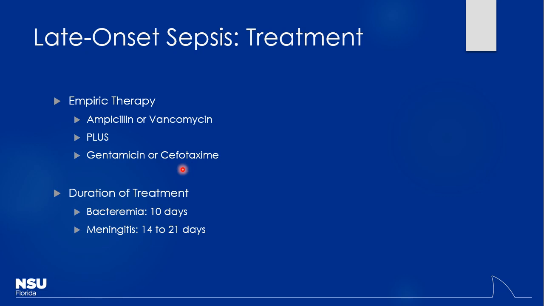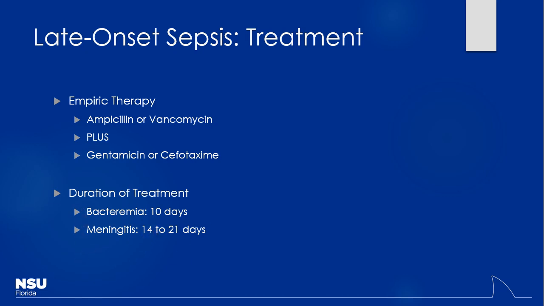Now again, normally you think like, well, why would you use ampicillin, penicillin plus a cephalosporin? But again, the ampicillin is going to be good for covering any listeria that may be there. Not as big of a risk for that late onset, but still something you can consider covering for. And cefotaxime gets pretty broad coverage for gram-negatives, some staph, things like that. And again, depending on where the infection actually is, if it's just bacteremia, 10 days is usually fine.